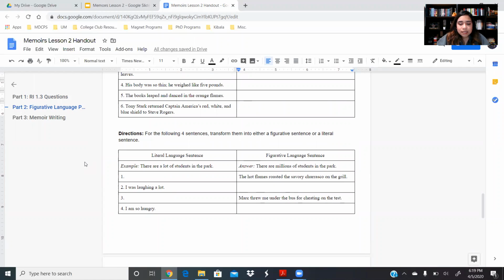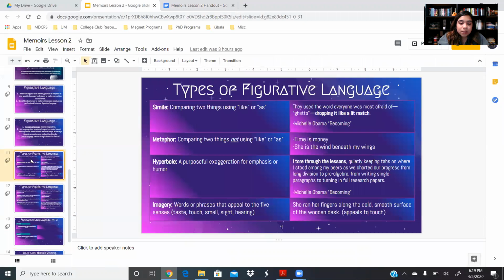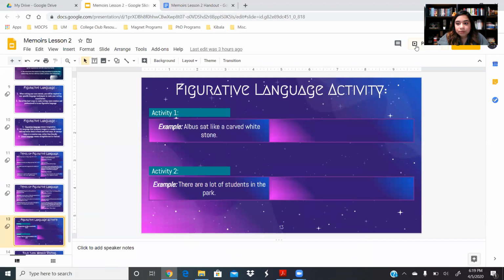is for the following 4 sentences, you're going to transform them into either a figurative sentence or a literal sentence. So you have one or the other that's blank. And what you're going to do is you're going to take the figurative sentence, right? If it gives you the figurative one, you're going to take that and transform it into a literal sentence. Or if it gives you the literal sentence, you're going to turn it into a figurative language sentence. So you're going to use one of the words that we learned here: simile, metaphor, hyperbole, imagery, personification, symbolism, repetition, anaphora, to transform those sentences into something else.